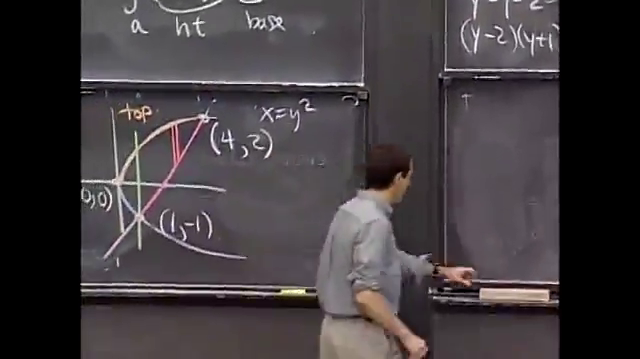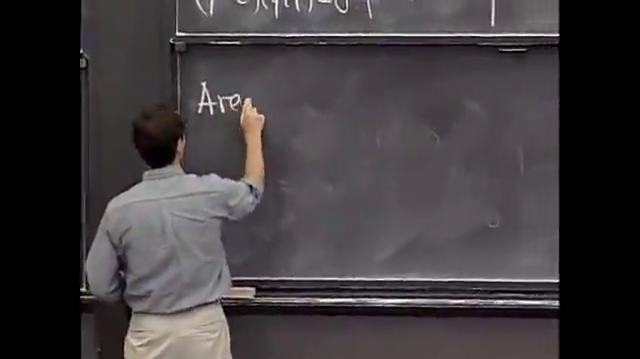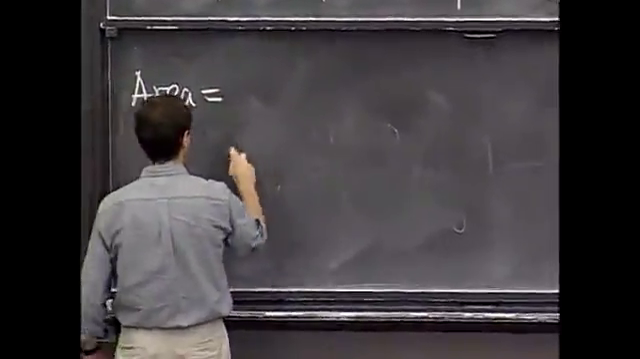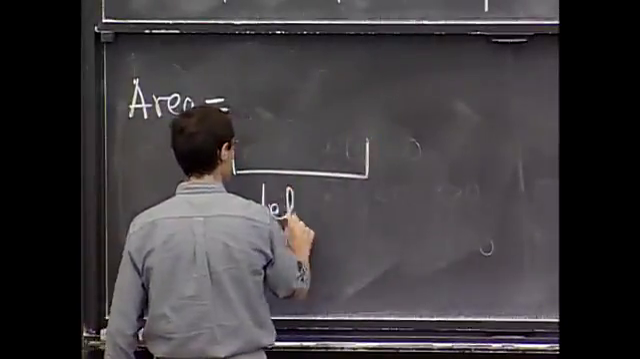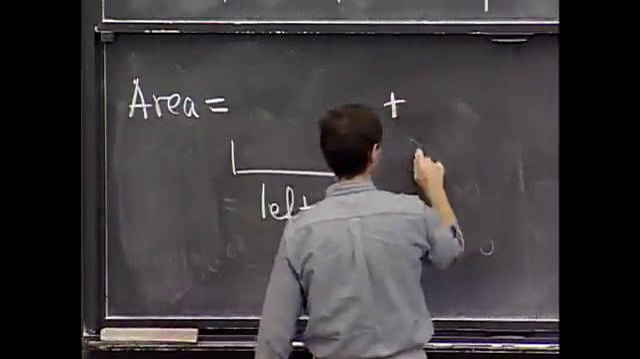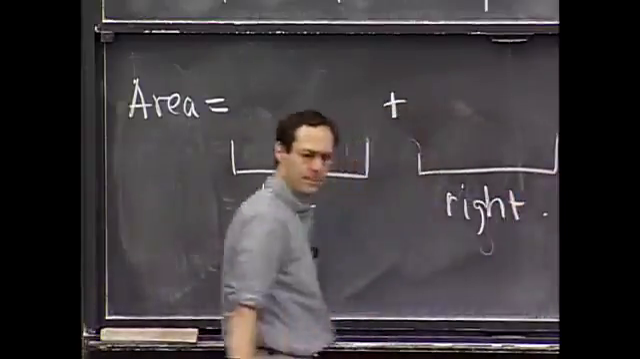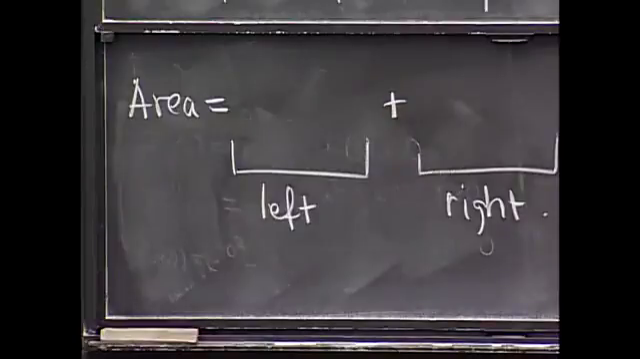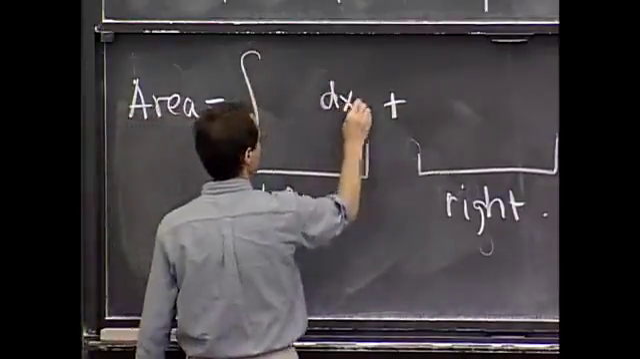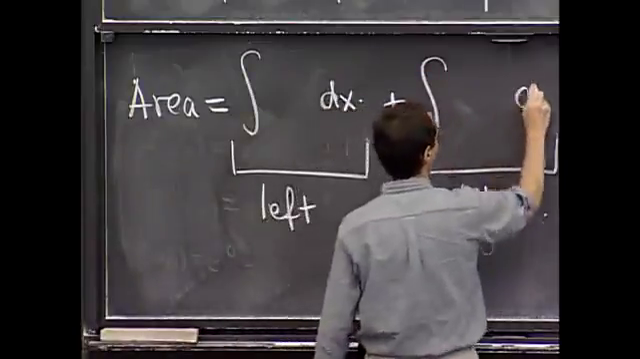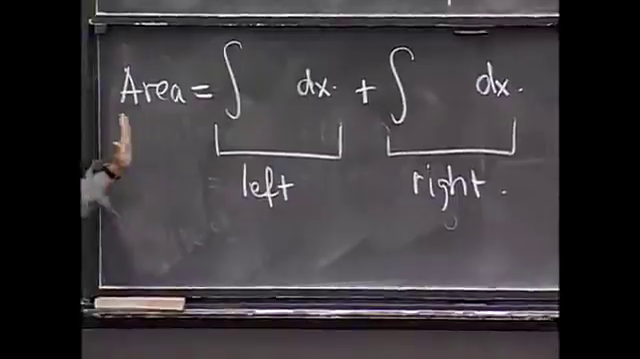Now I'm ready to find the area. It's going to be in 2 chunks. This is the left part plus the right part. And the left part, I want to set it up as an integral. I want there to be a dx. I need to figure out what the range of x is.